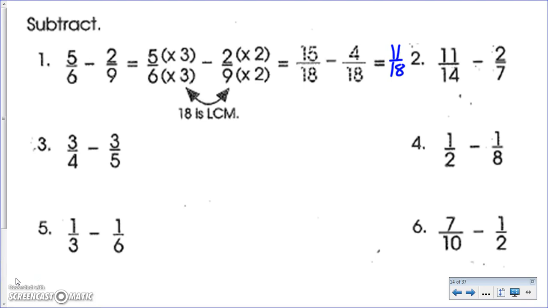We already know the least common multiple is 14, so we're going to multiply 2/7 by 2 for the numerator and the denominator to get 4/14. So 11/14 minus 4/14 gets us 7/14, which we know we can simplify. So we're going to divide both the numerator and the denominator by 7 to get 1/2.